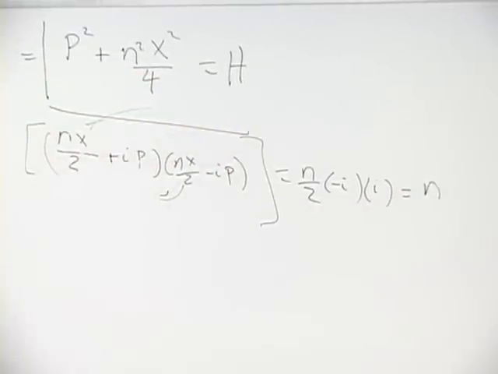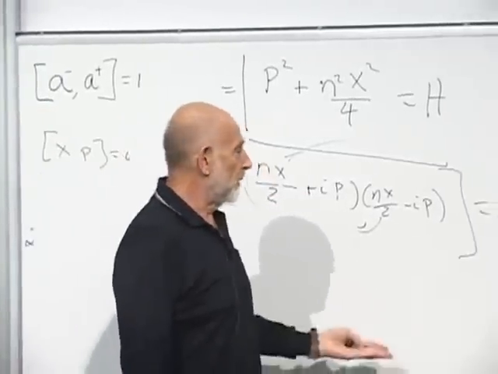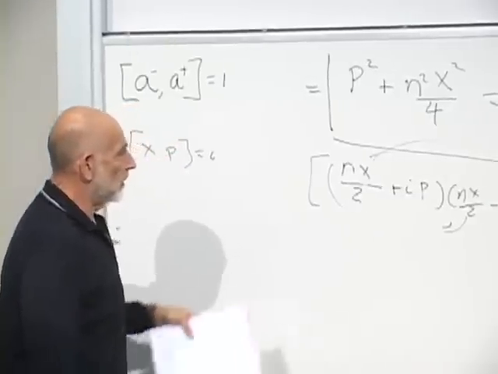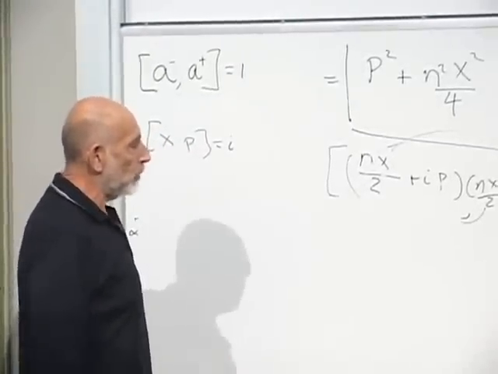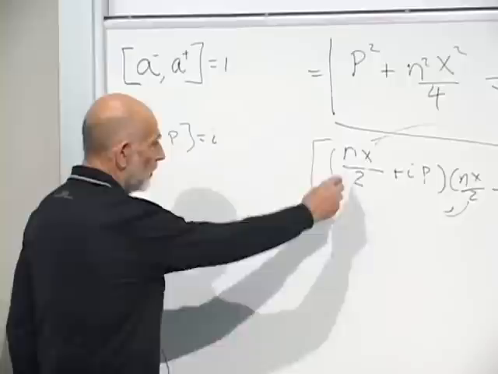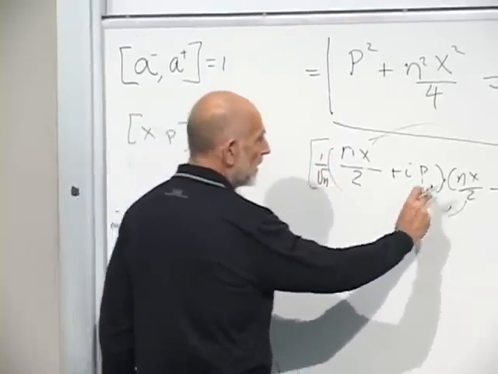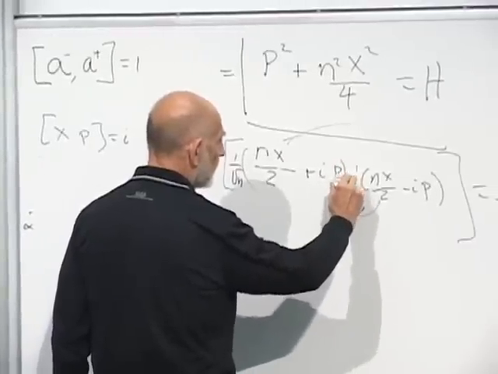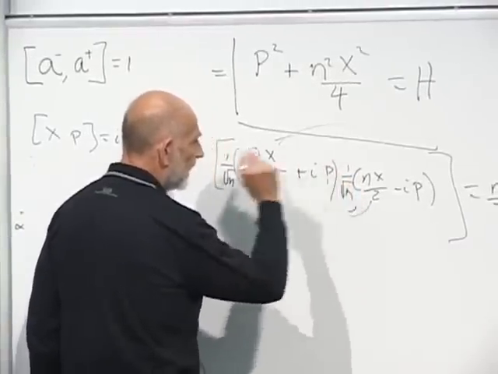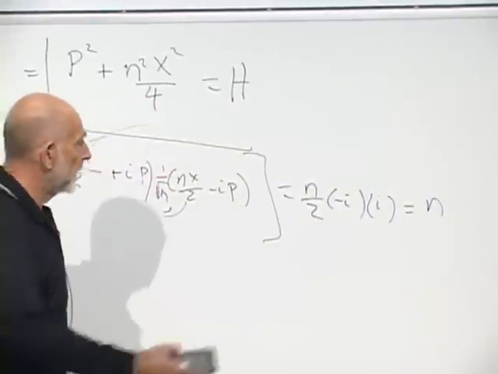Now, I wanted to get 1, but I got n. What do I do with it? I just divide both of these operators by the square root of n. In other words, let's divide each of these by the square root of n. Likewise over here, 1 over the square root of n. And that now eats up this n here.